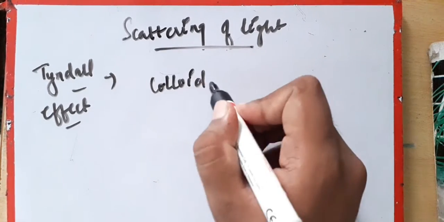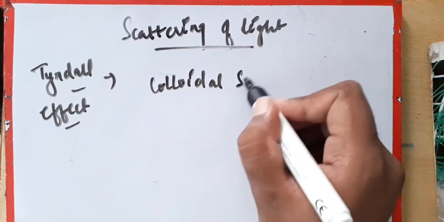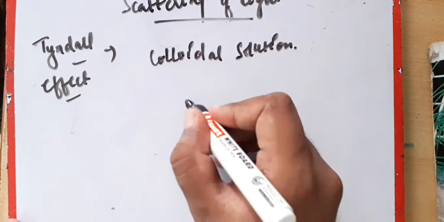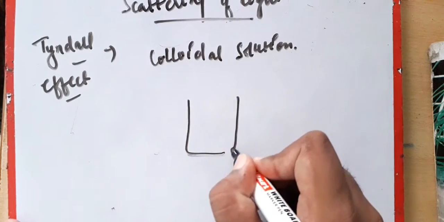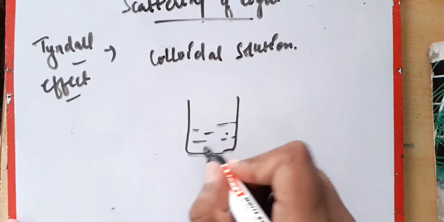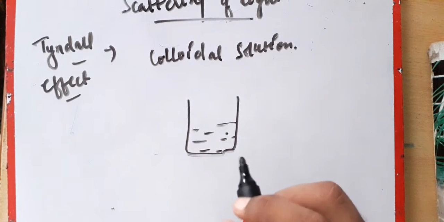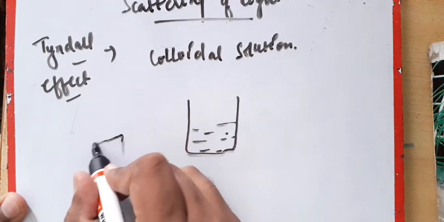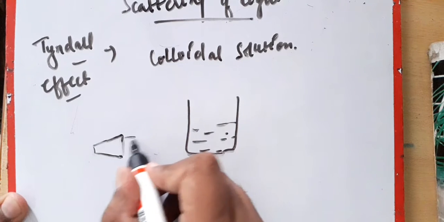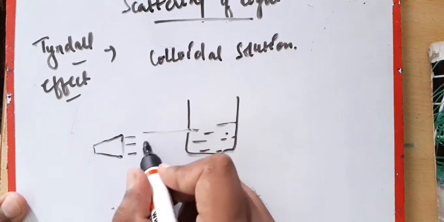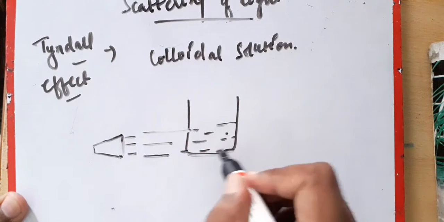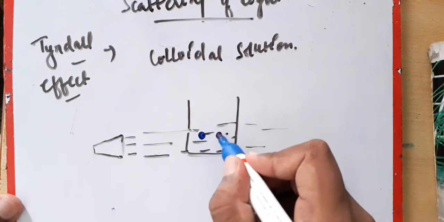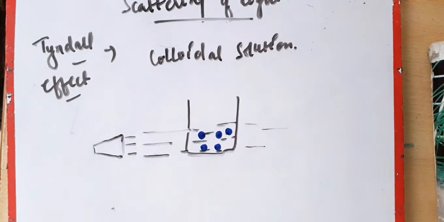Colloidal solutions are solutions in which the particles are not visible to the naked eye. You cannot see the particles with the naked eye. But whenever we pass a beam of light from a torch through it, what do we see? We can start observing the particles. This is the Tyndall effect.